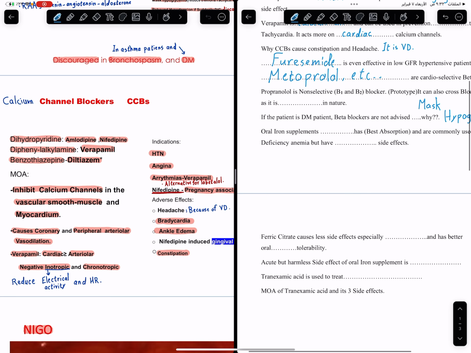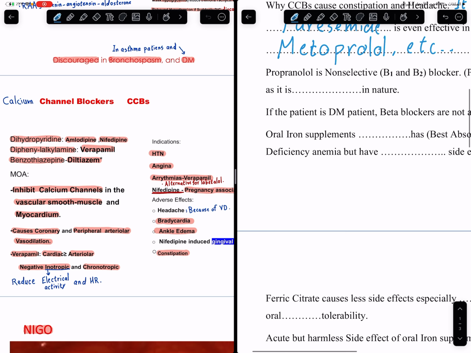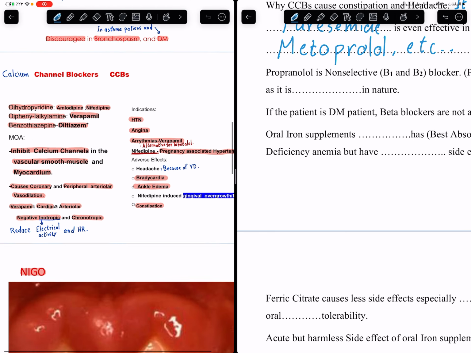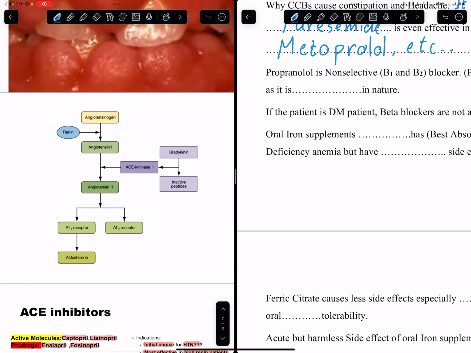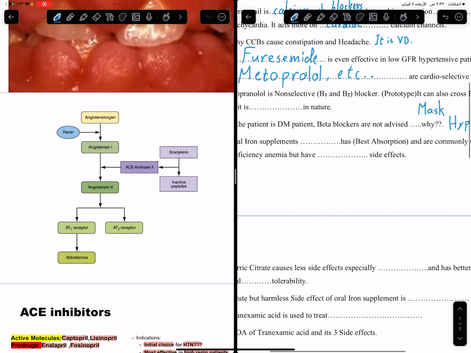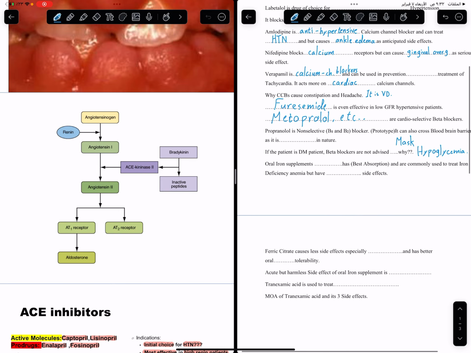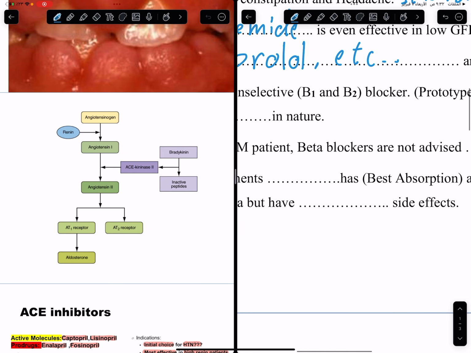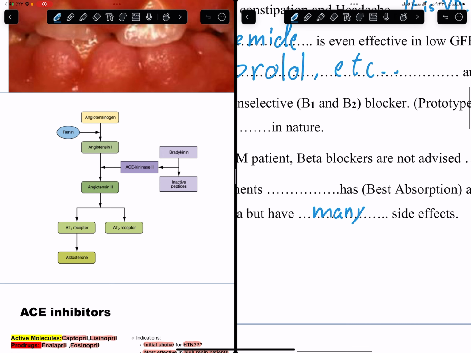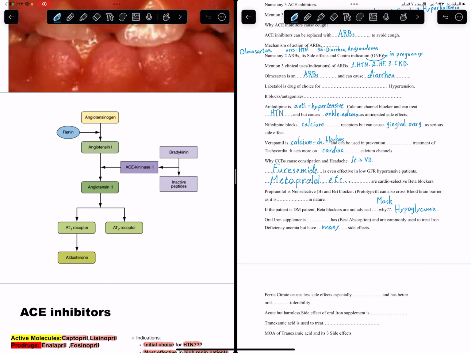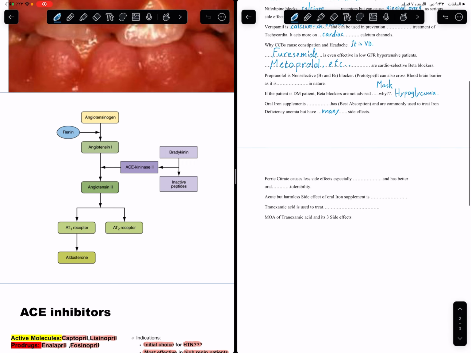Oral iron supplements with best absorption. Which oral iron supplement is best for absorption? Ferrous sulfate, and it is more commonly used to treat iron deficiency anemia, but it has many side effects like constipation and diarrhea. One of the side effects is a metallic taste. Yes, you can write metallic taste.